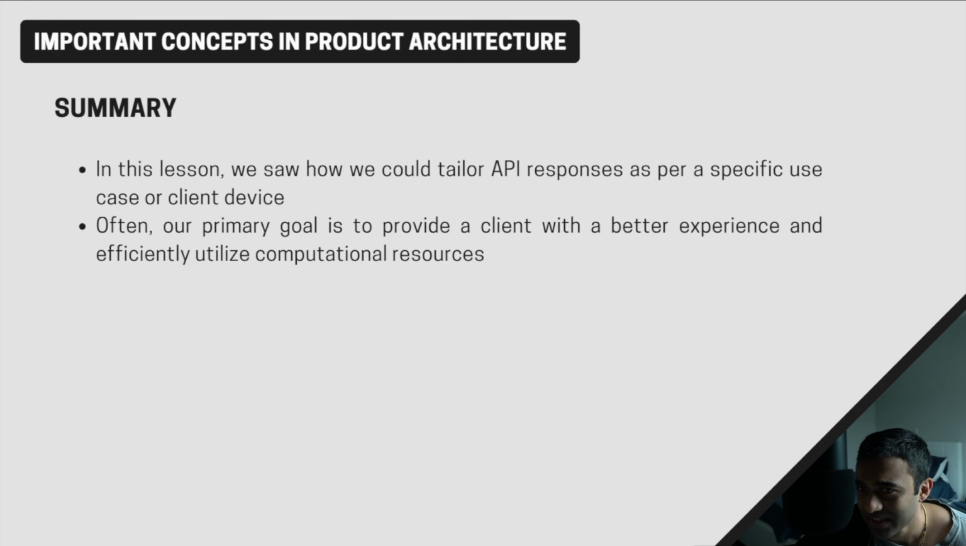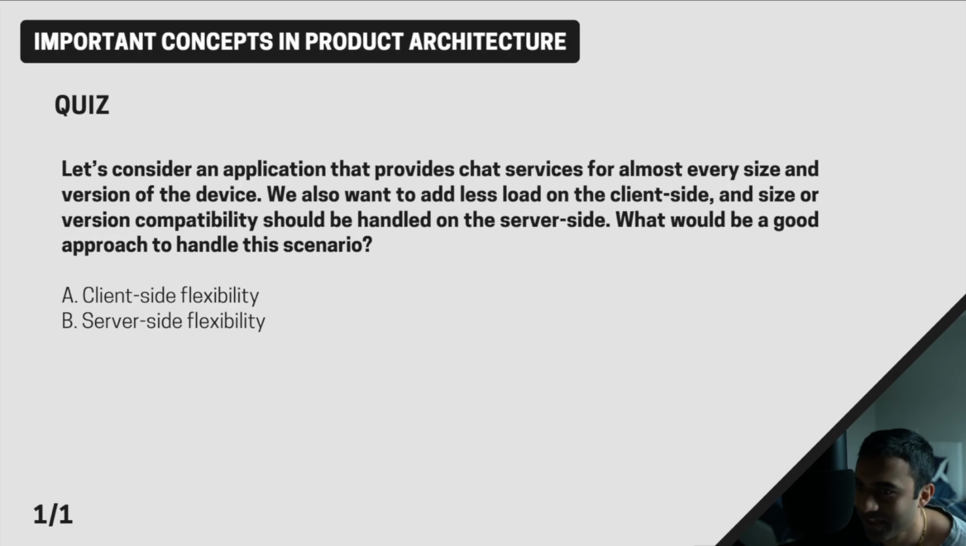In summary, in this lesson, we saw how we could tailor API responses as per a specific use case or client device. Often our primary goal is to provide the client with a better experience and efficiently utilize computational resources. Let's consider an application that provides chat services for almost every size and version of the device. We also want to add less load on the client side, and size or version compatibility should be handled on the server side. What would be a good approach to handling this scenario?